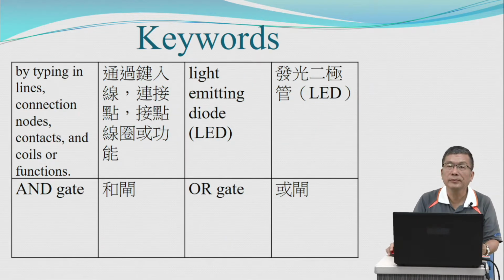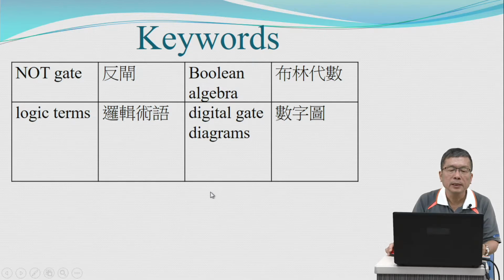Introduction. The keywords. Typing in line, connection node, contacts, and a coil or functions. Light emitting diode, LED, AND gate, OR gate, NOT gate, Boolean algebra, logic term, digital gate diagram.